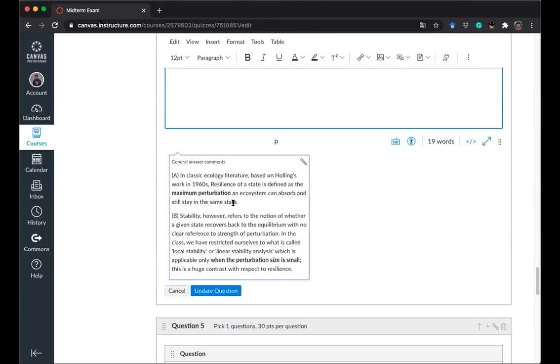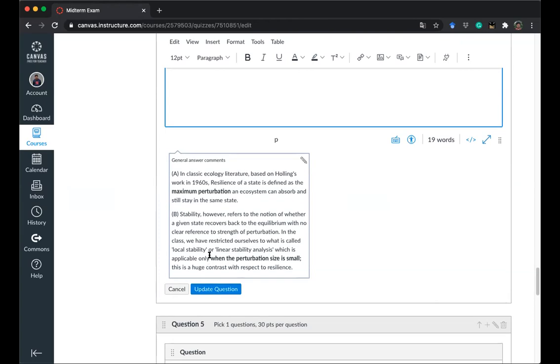So the only point that I have written in my answer is that resilience, at least in the way Holling defined it in the 1960s and 70s, is defined as the maximum perturbation that an ecosystem state can absorb and still stay there without changes in the overall ecosystem state. However, stability is measured for small perturbations, at least the way we have been defining stability in the class. Of course, there is also a concept of global stability.